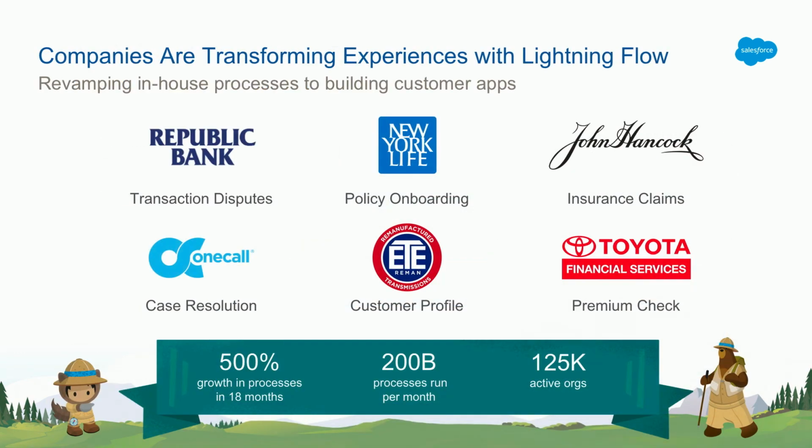We see across multiple different companies are using this in many different ways across many different verticals. And we saw that there's actually a huge adoption around the automation of these processes. We have over 125,000 active orgs using this, and they're processing over 200 billion events per month. And it's not stopping there. We also see that in the last 18 months, there's a 500% increase in the number of processes as well.